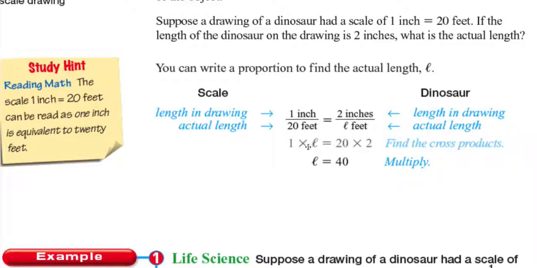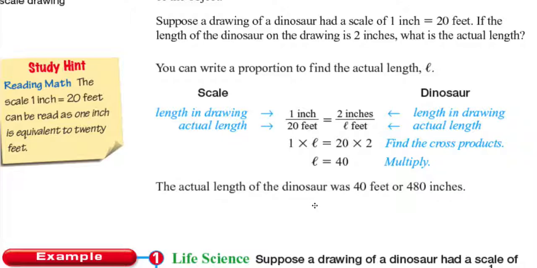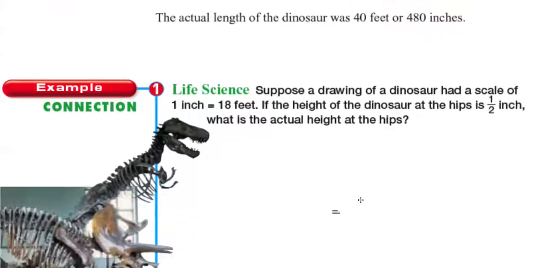So 1 times L is equal to 2 times 20, and therefore L equals 40. That means that the actual length of the dinosaur was 40 feet, or 480 inches if you want to convert this. Knowing that, let's take a look at example 1.